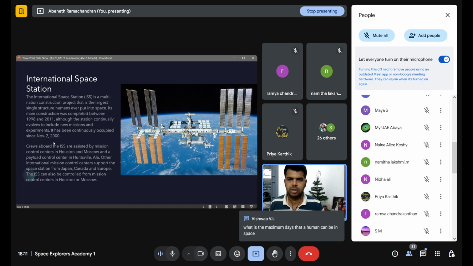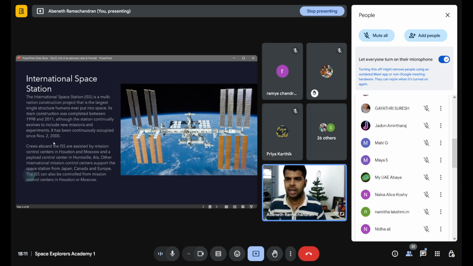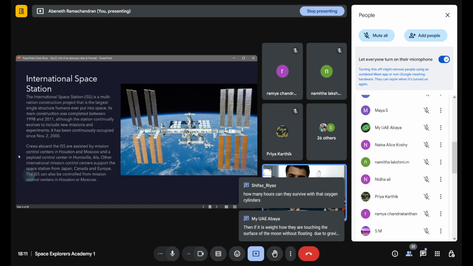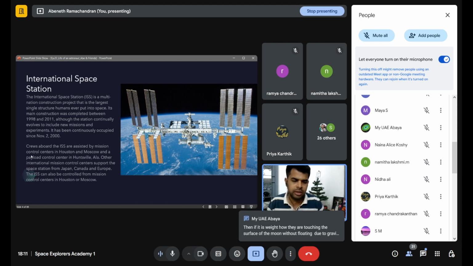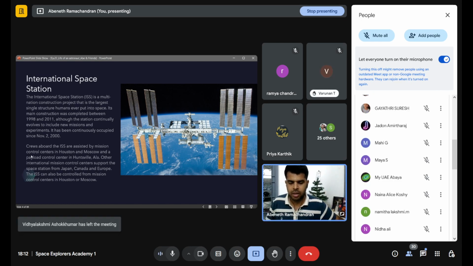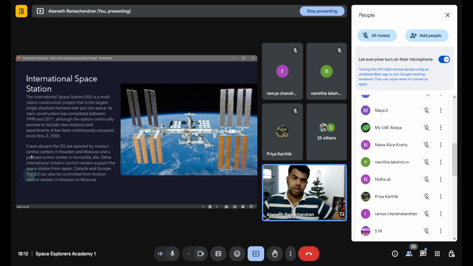The International Space Station was constructed over a long duration, from 1998 till 2011. That is when they were doing all the experimentation and designing of this space station. It is almost close to the size of 3 football fields. If you have one football field in a school, imagine you have 3 football fields. That is how big it is.